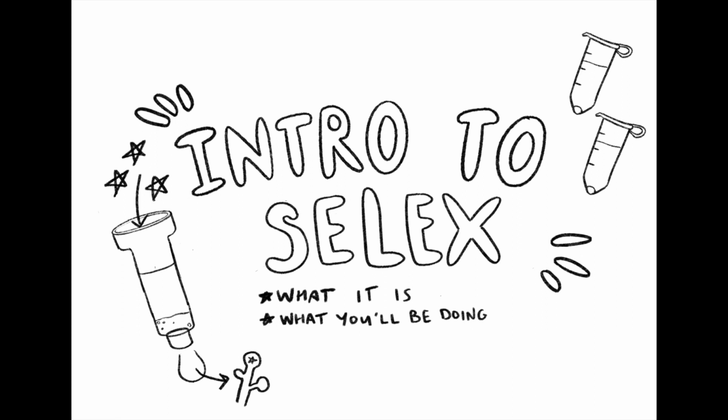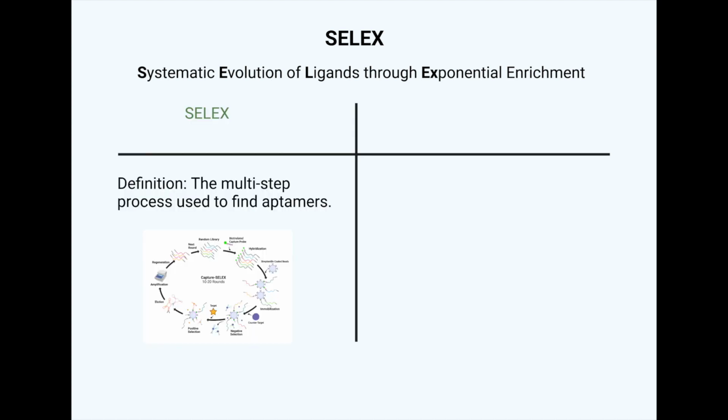Hello, assuming you now know a bit about aptamers, I'm going to talk to you about SELEX, what it is, and what you're going to be doing in the lab. What is SELEX? SELEX is an acronym for Systematic Evolution of Ligands Through Exponential Enrichment. I know it's kind of a mouthful, but in simple terms, SELEX is the process used to find aptamers.